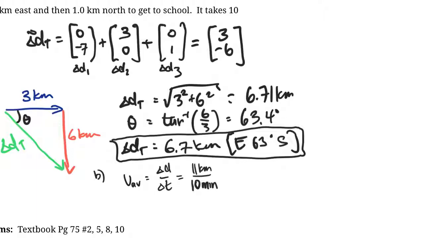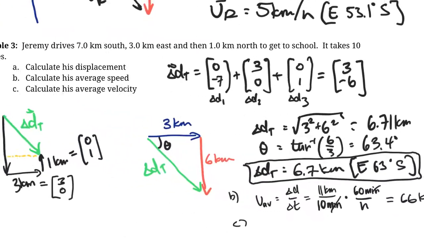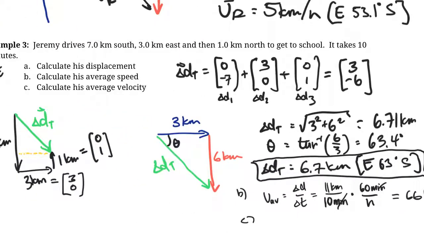And this is going to come out to units of kilometers per minute, which isn't that good. Let's change it to kilometers per hour. So let's convert that 10 minutes into 60 minutes per hour, so we can do that conversion right in our calculation. It's basically 11 times 60 divided by 10, which is 66. Oh yeah, it's just 11 times 6, which is 66 kilometers per hour on average. There we go. Part C asks us for the average velocity.